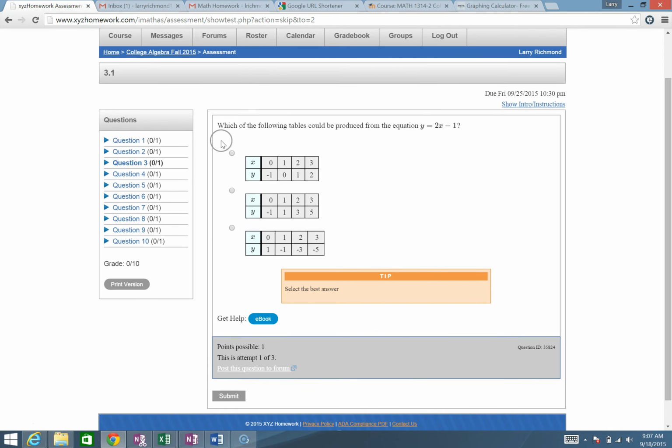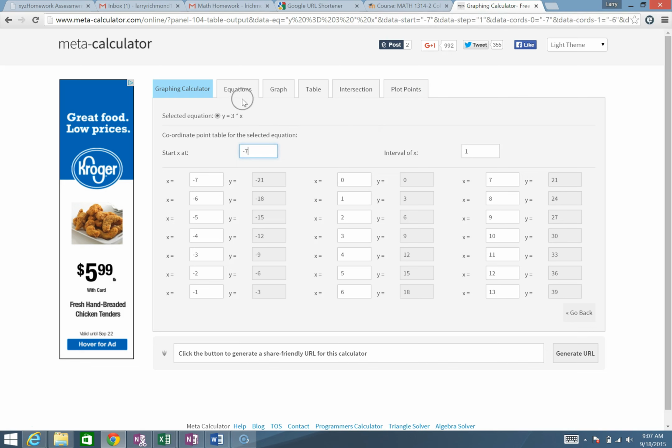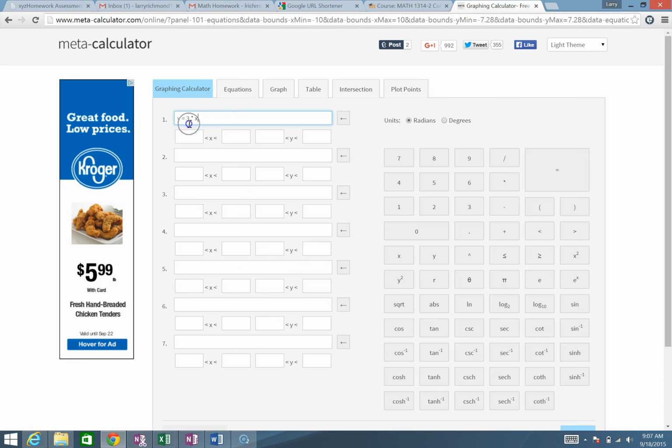Okay, I'm looking at question number 3. It says, which of the following tables could produce the equation y equals 2x minus 1? This will be a great one for our calculator. I'm simply going to enter in this equation, 2x minus 1, into our grapher. So I go equations. I enter in y equals 2x subtract 1.